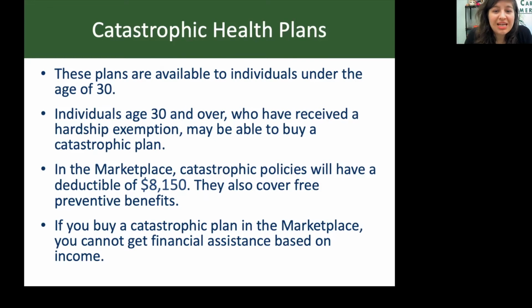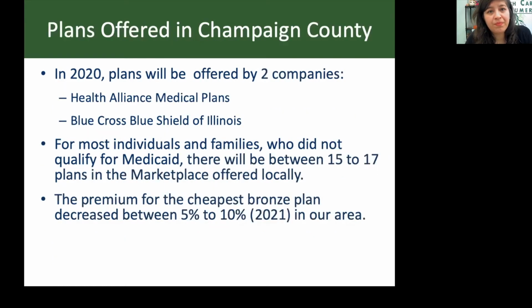So in the marketplace, catastrophic policies will have a deductible of $8,150. So you have to spend that much out of your own pocket before they start discounting your medical care. If you buy a catastrophic plan on the marketplace, you cannot get financial assistance based on your income. So you're going to have to pay full price for a catastrophic plan.